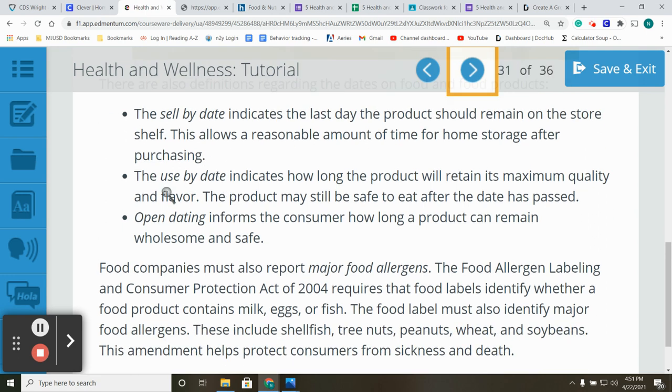The use-by date. The use-by date indicates how long the product will retain its maximum quality and flavor. The product may still be safe to eat after the date has passed. Open dating informs the consumer how long a product can remain wholesome and safe.